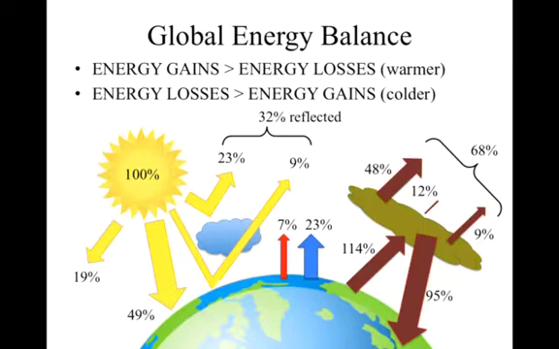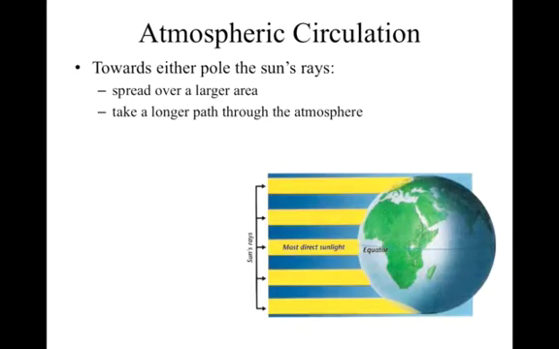And so that throws off the balance, and that means that we end up having more energy gains than energy losses, and as a result, the Earth starts to warm up. And that's where we end up in this system with climate change. That's where we are right now. All right. So that's how the solar radiation impacts the temperatures of the Earth and sort of that balance of energy in and energy out.